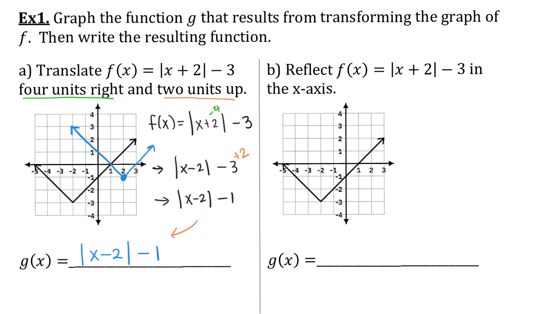Okay, let's look at the next one. For this one it says reflect f of x equals absolute value of x plus 2 minus 3 in the x-axis. Normally when we reflect in the x-axis, we just make it go upside down. But in this case, it's already down here. So if I want to flip it over this line, I have to do it carefully. Because it's absolute value, I really just care about the vertex. So I'm going to take this point, and it's down here. I need to move it up to here. How far is that? 1, 2, 3. 1, 2, 3. Now it's flipped upside down, so it's going to go this way now.